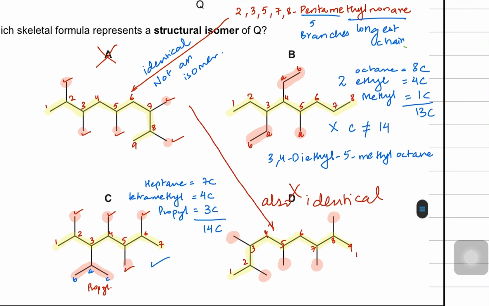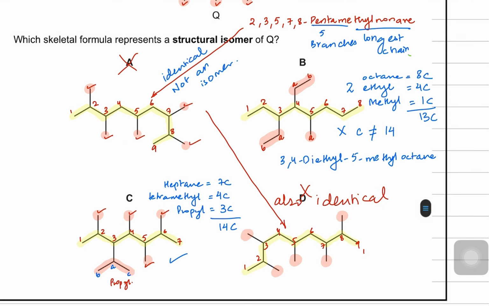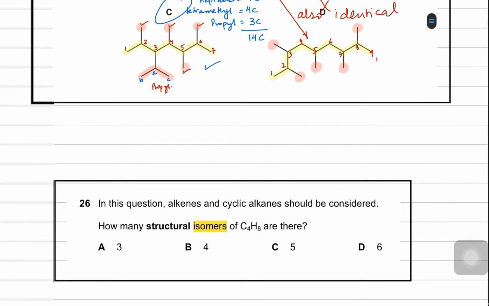B is not exactly the same carbon count. C is the right answer. So C for catto is the right answer. I don't know why I call it catto.